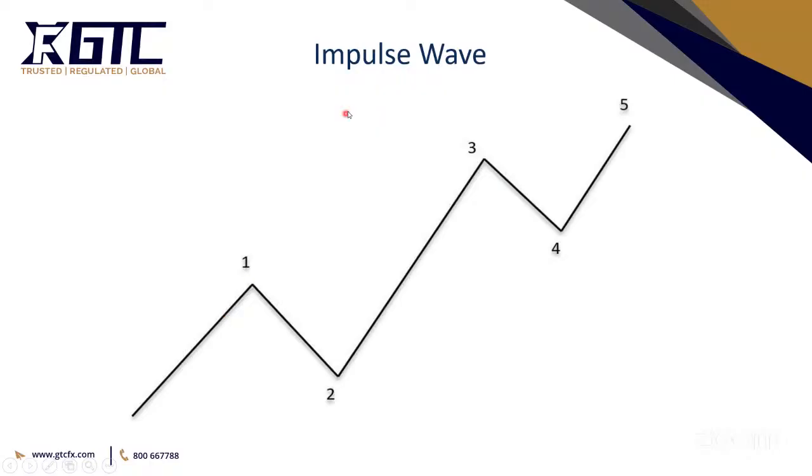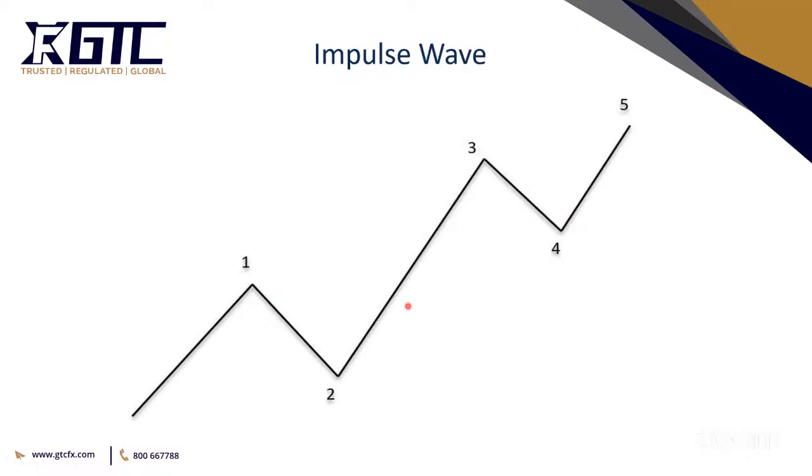Impulse wave falls under the category of motive waves. It moves in 5 waves labeled as 1, 2, 3, 4, and 5. And there are certain rules which I would like to revise quickly. Waves 1, 3, and 5 are motive themselves. That means they subdivide into 5 waves each. Waves 2 and 4 are corrective. That means they subdivide into 3 waves each.